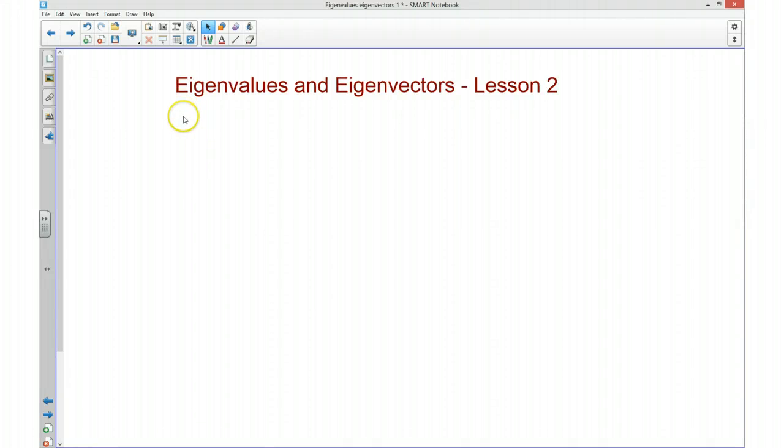Hi, this is the second lesson on eigenvalues and eigenvectors. Can I recommend that you watch the first lesson so that you can see where the ideas are coming from? In this lesson we're going to look at a slightly different scenario. In the last lesson we looked at two-way stretches and how we can use eigenvalues and eigenvectors to help us describe two-way stretches. We're going to have a look at a different scenario in this lesson.